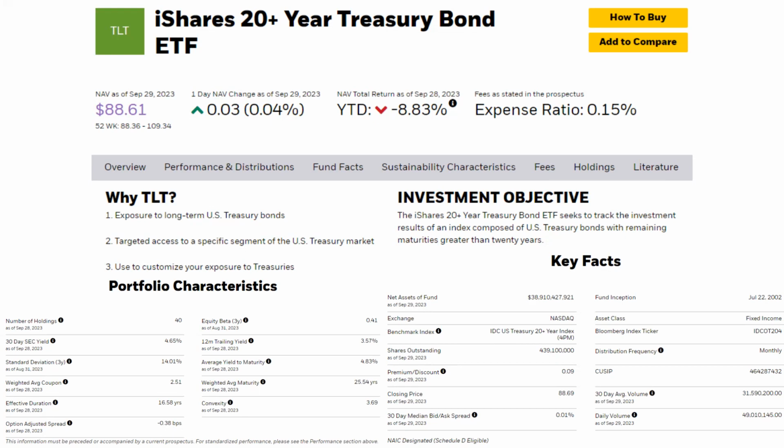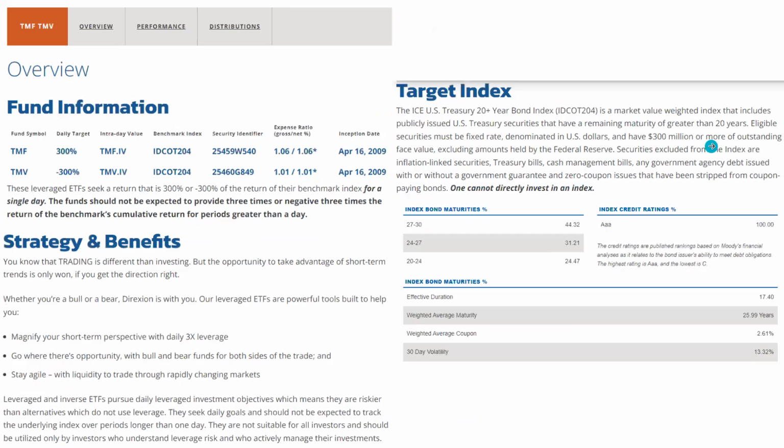Okay, TLT is the 20-year plus ETF. You can take a look at the number of holdings in here and the portfolio characteristics. You can take a look at some of the key facts and go over some of the different things in there. Also take a look at the expense ratio. This is another thing you want to pay attention to. It's relatively low here for TLT at 0.15%.